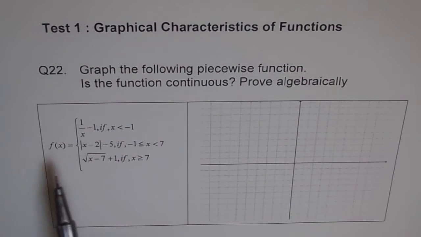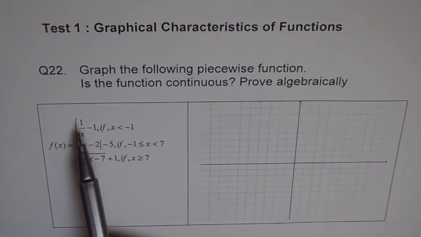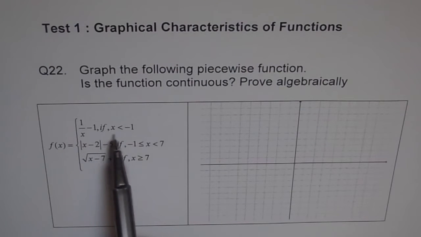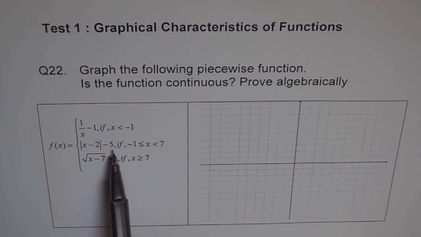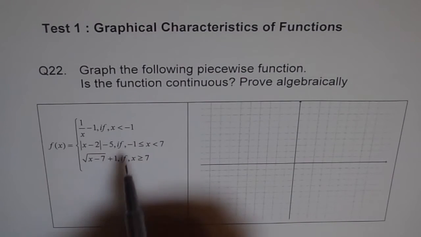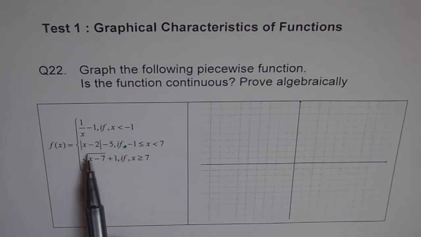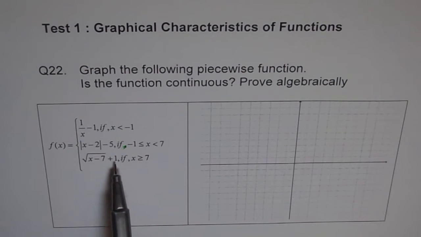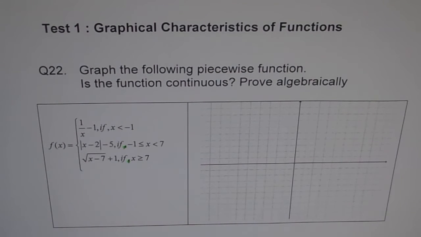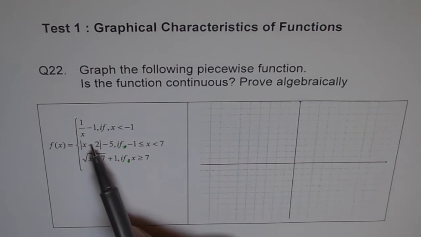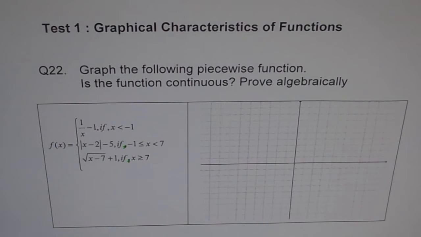The function here is f of x equals 1 over x minus 1 if x is less than minus 1, absolute value of x minus 2 minus 5 if x is between minus 1 and 7, and square root of x minus 7 plus 1 if x is greater than or equal to 7. Okay, so that's the function, and I've purposely taken 3 different types of functions here in one piece so that I can also explain to you how to sketch each, right?